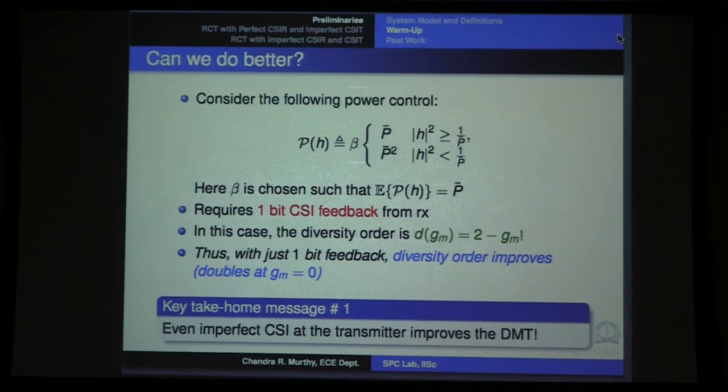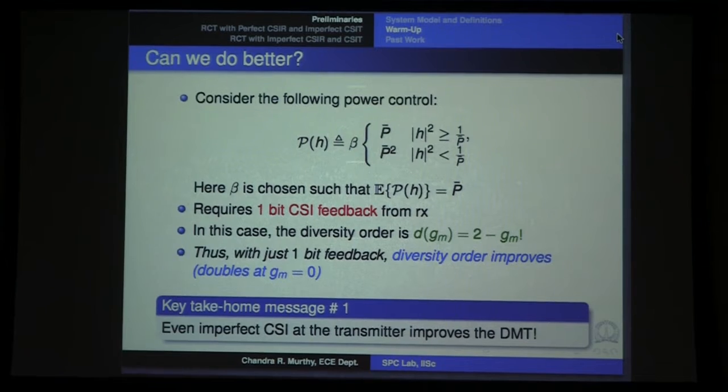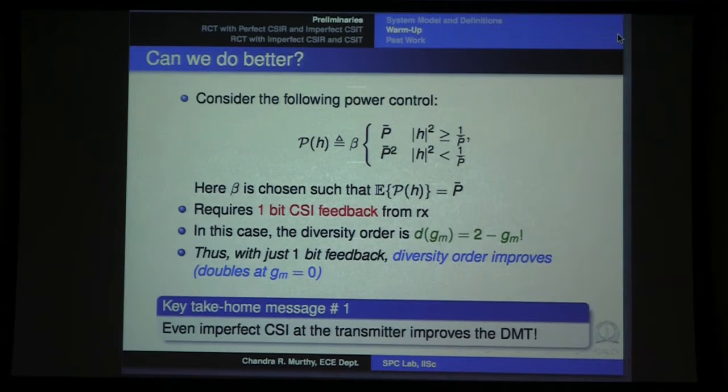This, plus there's a factor beta, which is a normalization factor. It is chosen such that the expected value of this transmit power is equal to P bar. That's our power constraint. This requires 1 bit of feedback from the receiver to the transmitter, because the transmitter now needs to know whether h squared is greater than 1 over P bar or smaller than 1 over P bar in order to choose the appropriate power level. So if you allow 1 bit of feedback from the receiver to the transmitter, you can implement this power control. And if you work out, similar to the previous slide, the diversity order that's achievable by this power control, it's very easy to show that it is 2 minus GM.